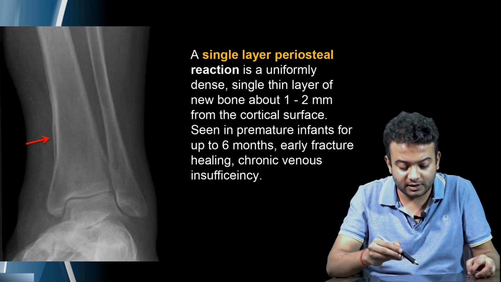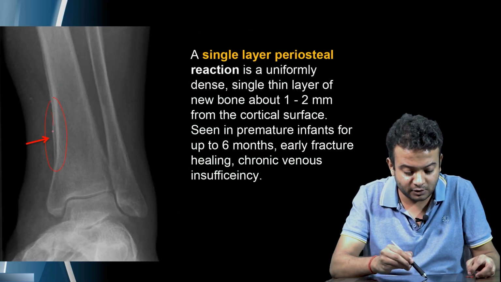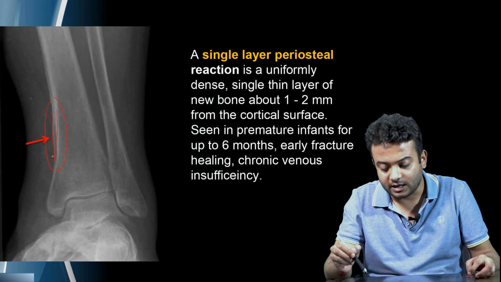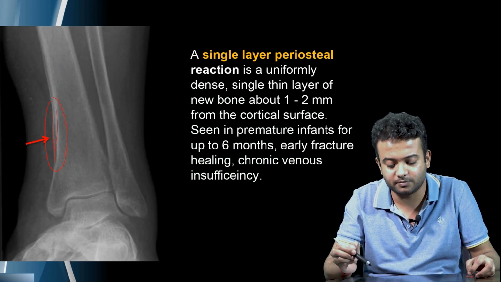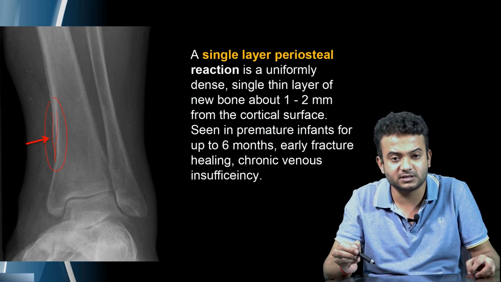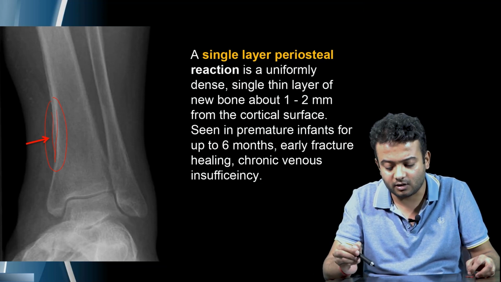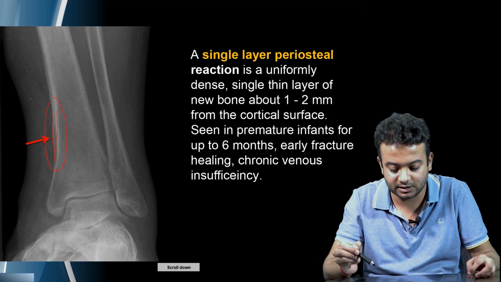A single periosteal reaction, as you can see here, is a single periosteal reaction running along the cortex of the bone. It's a single layer of bone about 1 to 2 mm from the cortical surface, and is usually seen in premature infants, up to 6 months. It can also be seen in early fracture healing, or even in chronic venous insufficiency.